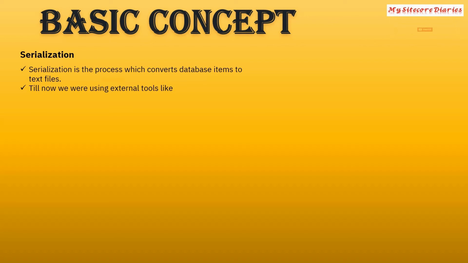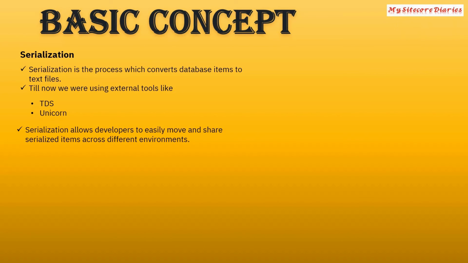Till now we were using tools like TDS and Unicorn for serialization. Serialization allows developers to easily move and share serialized items across different environments. I think you must know why we use serialization. You must be using Unicorn, which is free, or maybe if you have a license of TDS, you might be using TDS. Those are used to move items from one environment to another. A developer develops on their local machine, and then moves those items to the upper environment by using serialization, with Unicorn and TDS till now.